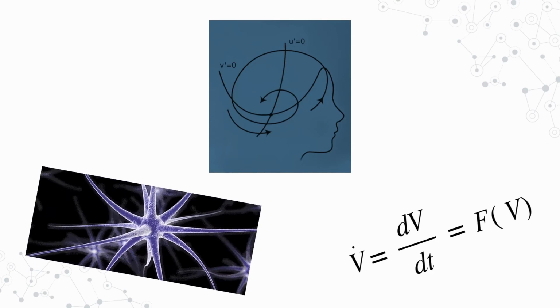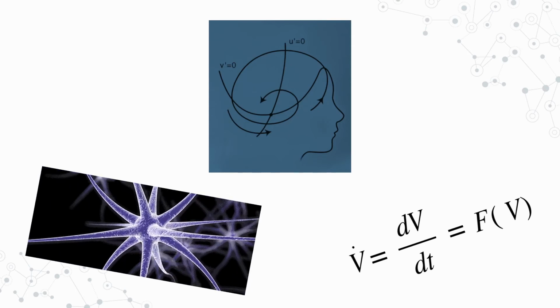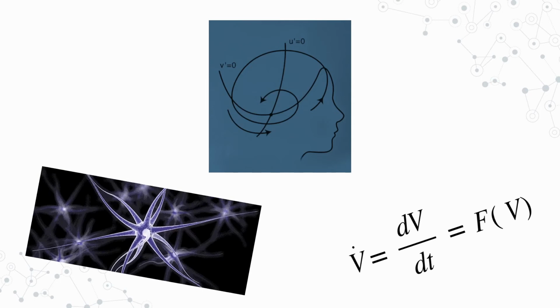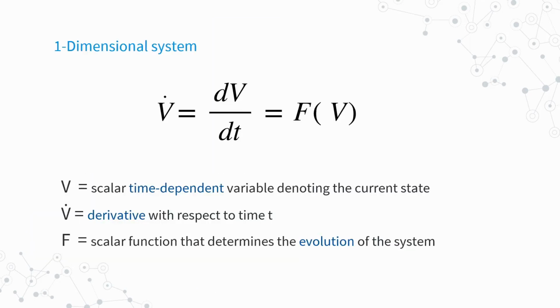Such dynamical systems are mathematical models that can describe time-dependent processes. They are described by differential equations. In our case, we are talking about 1D systems, dynamical systems that are described by only one single differential equation. And since differential equations always denote a relationship between a function v and its derivative, our system needs to contain such a v. V is a scalar-dependent variable denoting the current state of the system that we want to model.